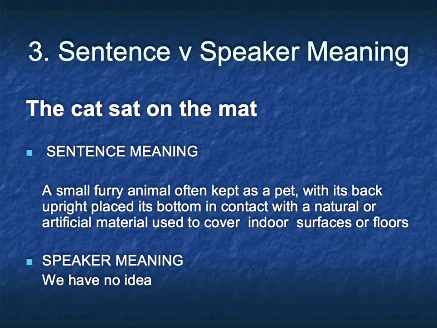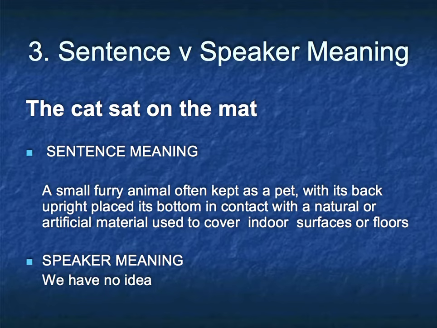The next set of relationships in terms of keywords is sentence versus speaker meaning. And this is key to understanding the different layers of semantic meaning and pragmatic meaning. So let's take a sentence. The cat sat on the mat. It has a lot of semantic meaning, or sentence meaning.